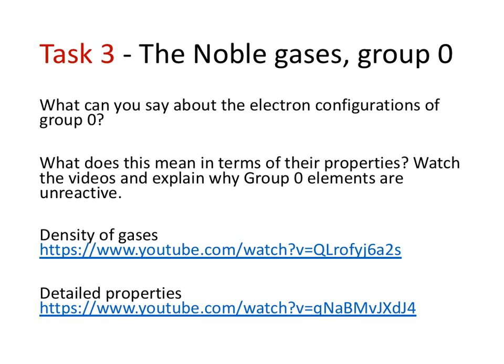Now, third task, noble gases. What can you say about the electron configurations of group 0? Well, they all have full outer shells. What does this mean in terms of their properties? Well, take a look at these 2 videos just here. The link will be in the descriptions below.